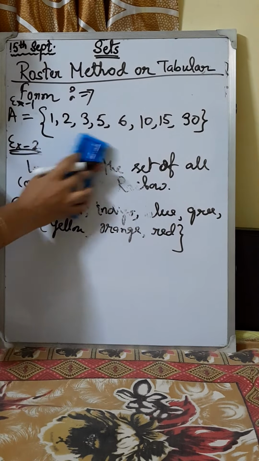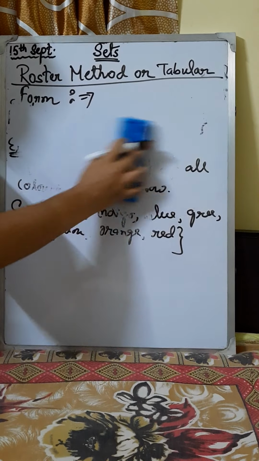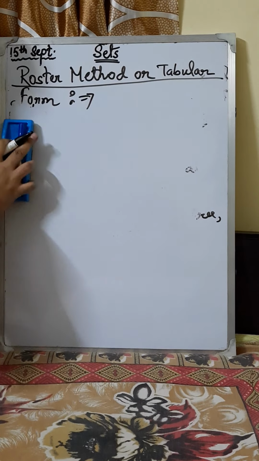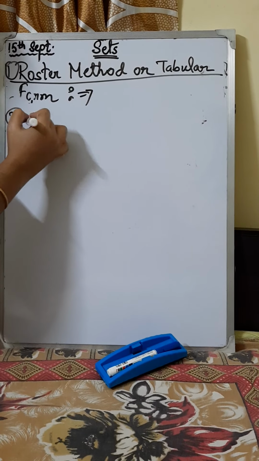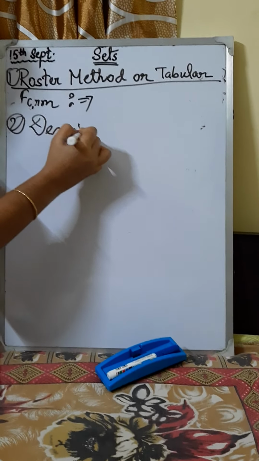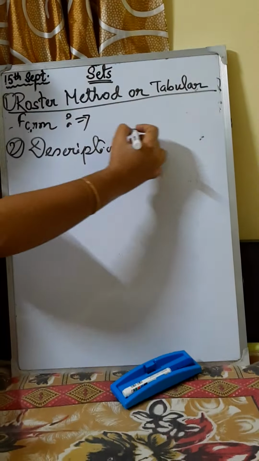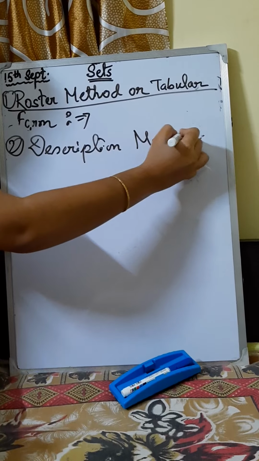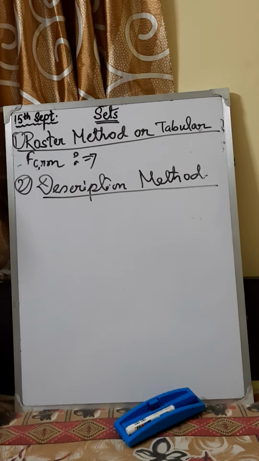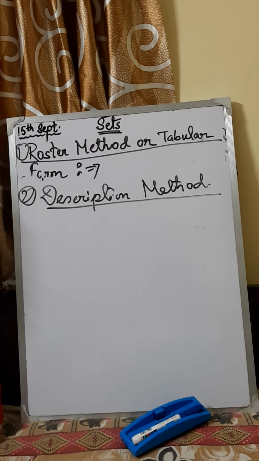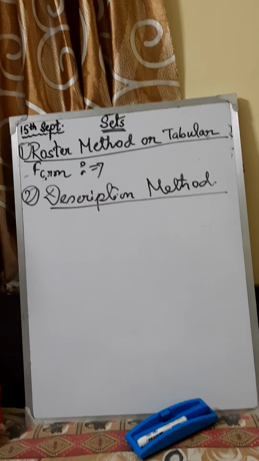Now the next one is the description method. Under this method, we just give a description of the members of the set and put it within a bracket.